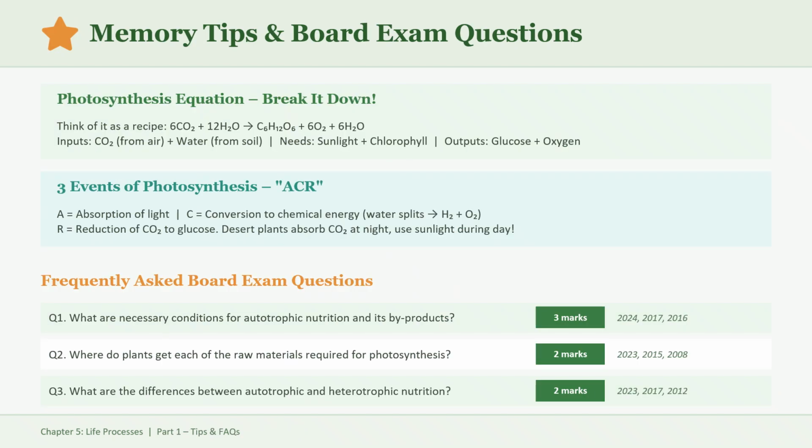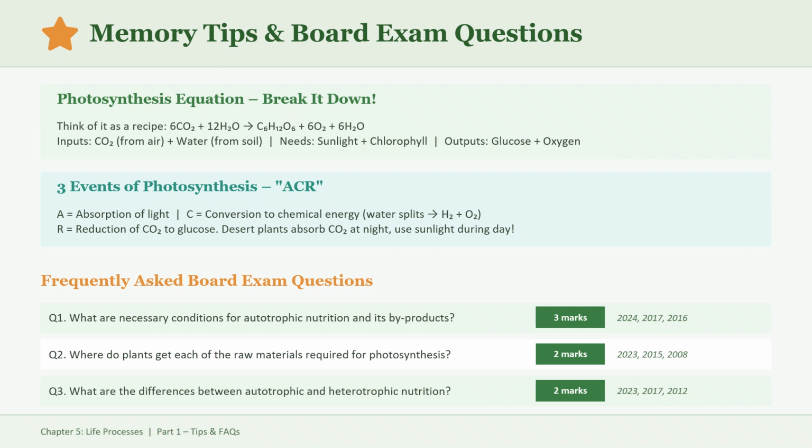So here are some memory tips and board exam questions. The photosynthesis equation is very important. In order to keep it in memory, just think of it as a recipe. You get carbon dioxide from air, water from the soil. It needs sunlight and chlorophyll, some ingredients. So the output will be glucose and oxygen molecules, and some water is also given out.